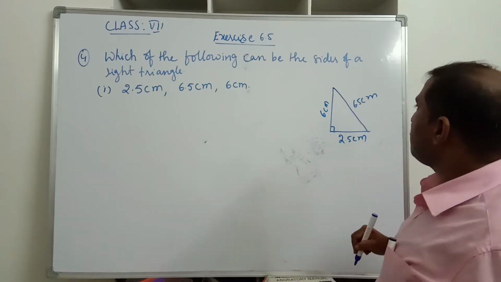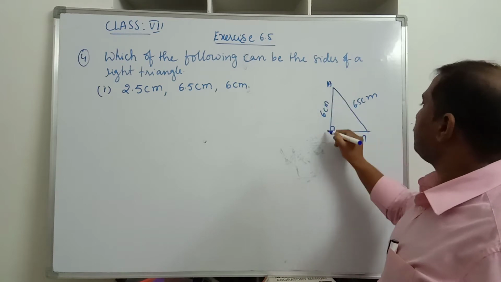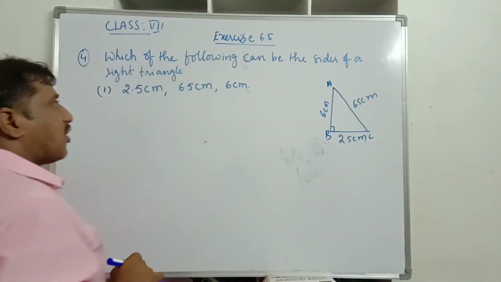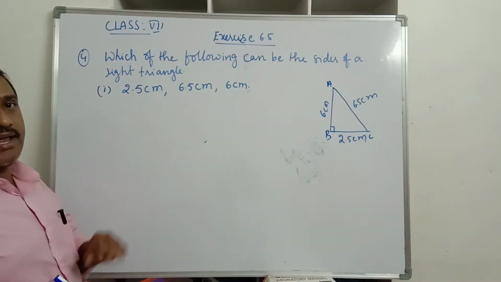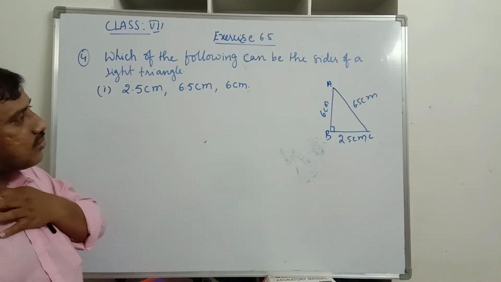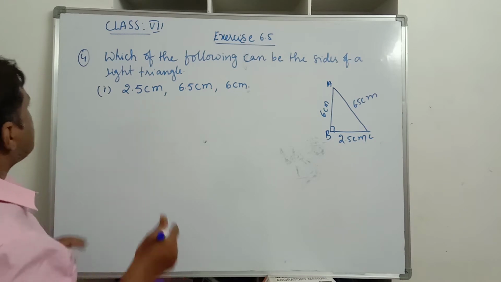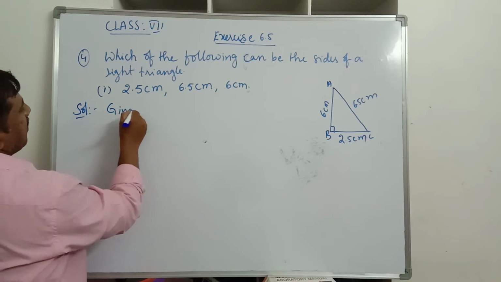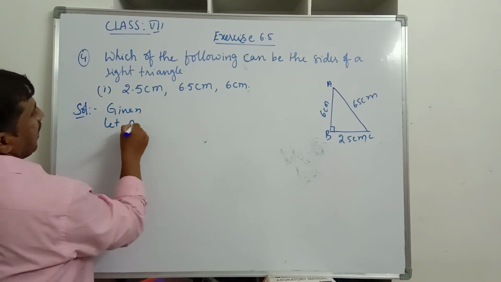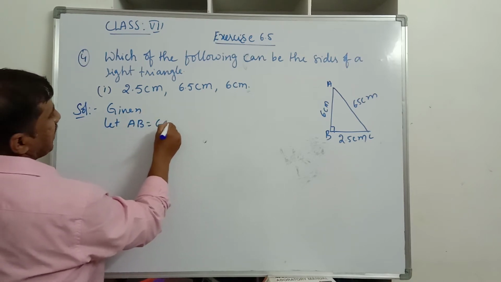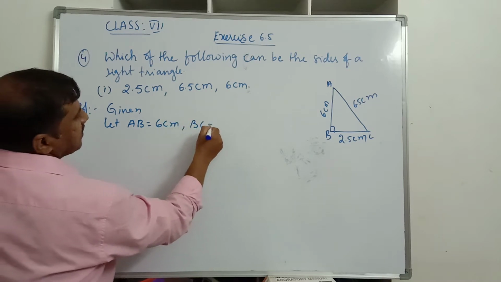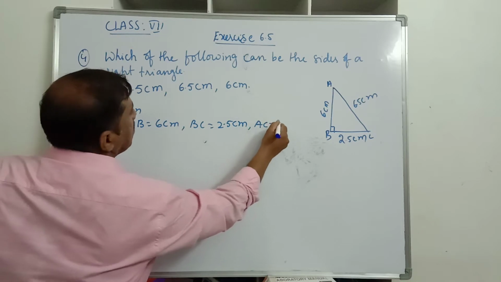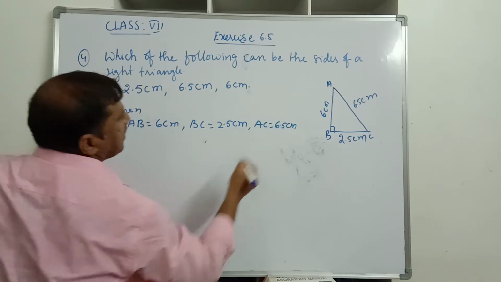Now here, which is the hypotenuse? You can name the triangle A, B, C. Here AC is the hypotenuse. If it is a right triangle, AC is the hypotenuse, and the other two sides are AB and BC. So here the given sides are, let AB is equal to 6 centimeters, BC is equal to 2.5 centimeters, and AC is equal to 6.5 centimeters.